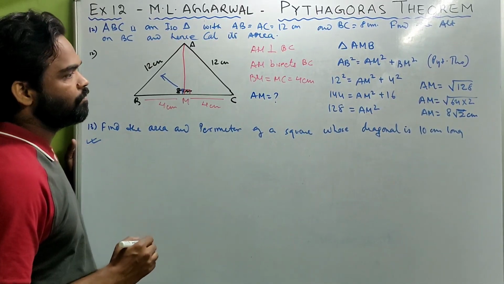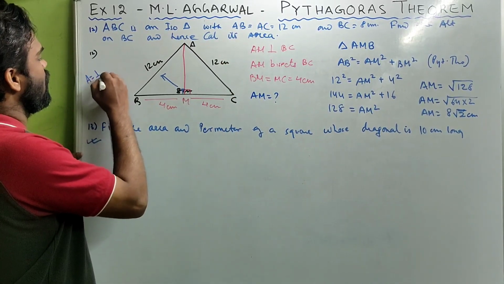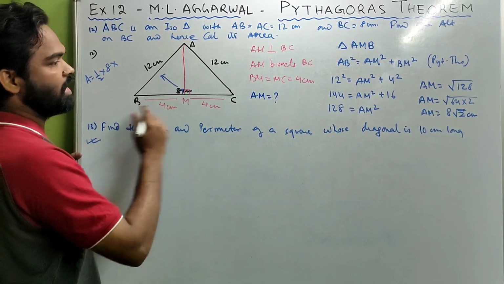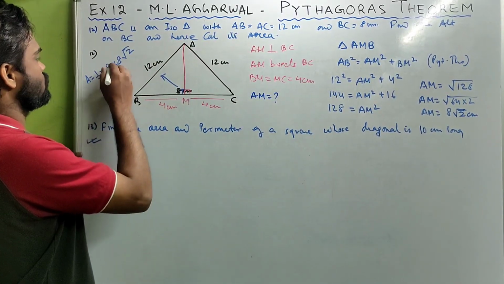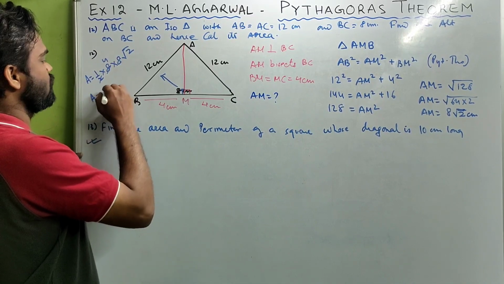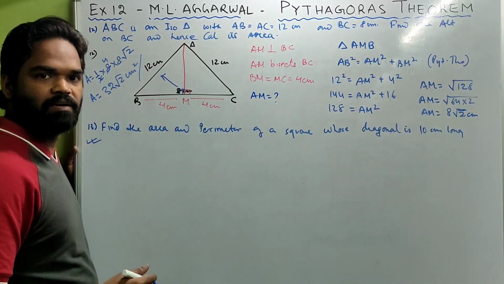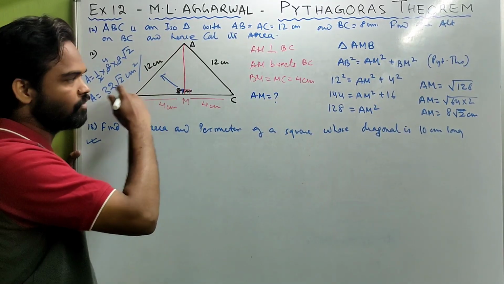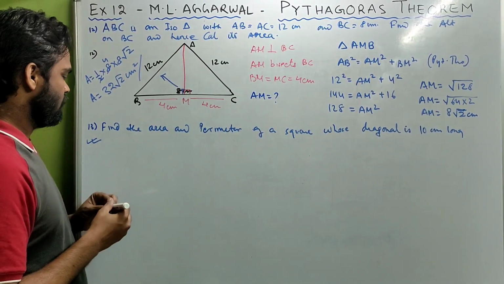Okay, now 12(c). Find the area. Actually, we need to find the area also. Area is what? Half into base, which is 8, into height, which is AM. AM is 8 root 2. So that's 4 into 8 root 2, which is 32 root 2 centimeter square. Area done. Half into base into height, if you know the base and the altitude. Okay. Height is AM.